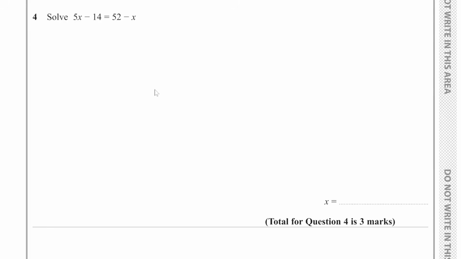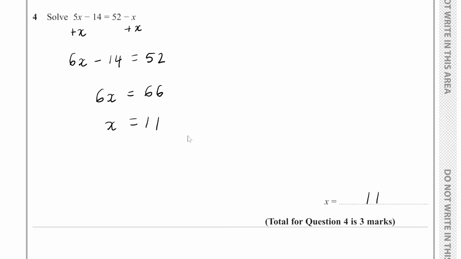Question 4, solve. So find out what x is. 5x minus 14 equals 52 minus x. Let's start by adding x to both sides. So we get 6x minus 14 equals 52, plus 14 to both sides. So 6x is 66, and divide both sides by 6. x is 11.